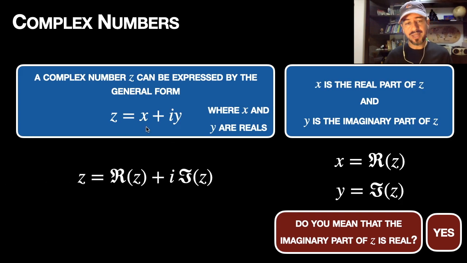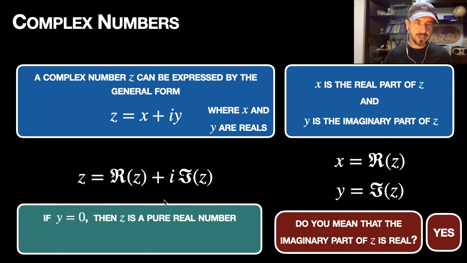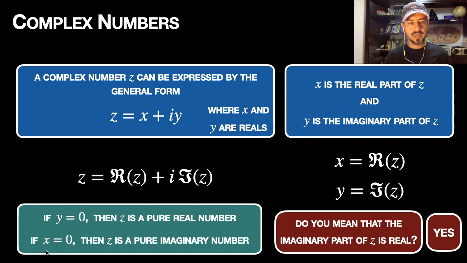So, we can see z written using these terms here: the real part of z plus i multiplying the imaginary part of z. In case y is 0, then z is a pure real number. And in case x is equal to 0, then z is a pure imaginary number.